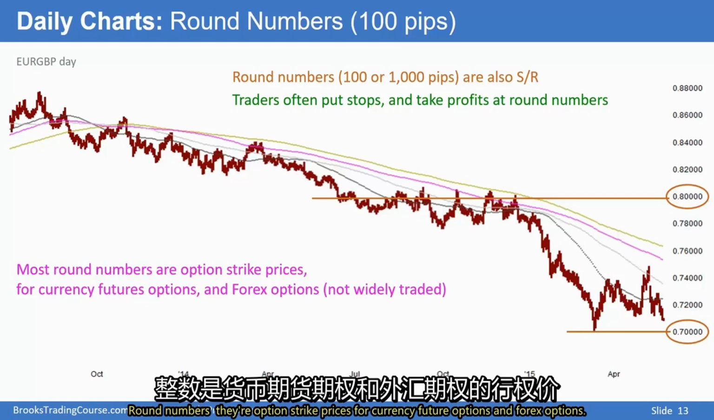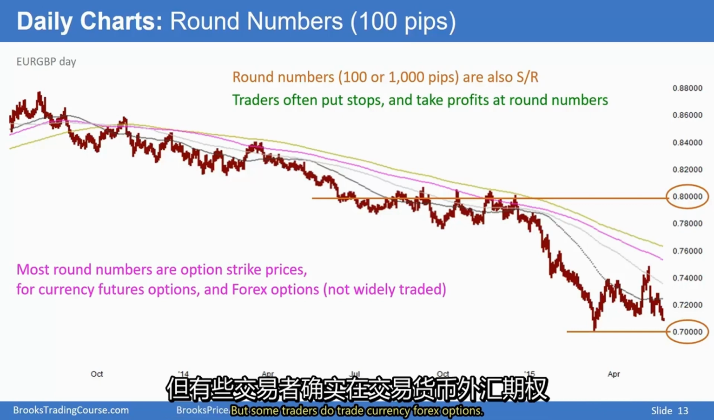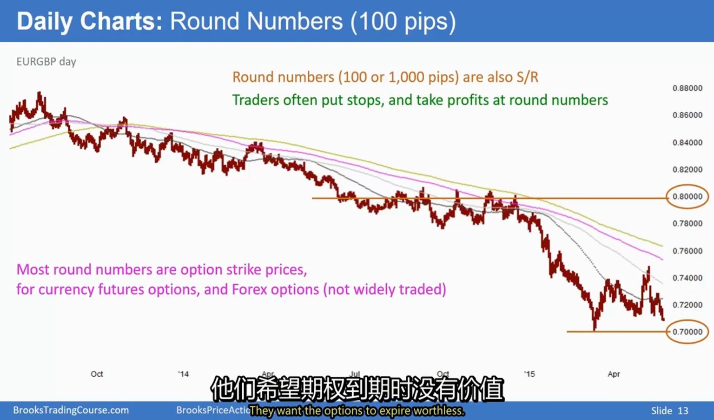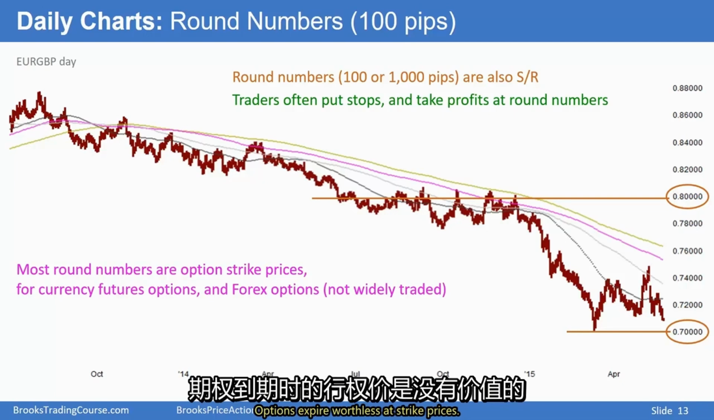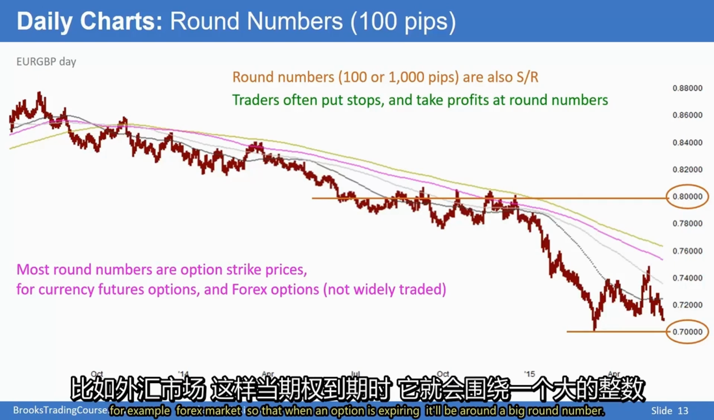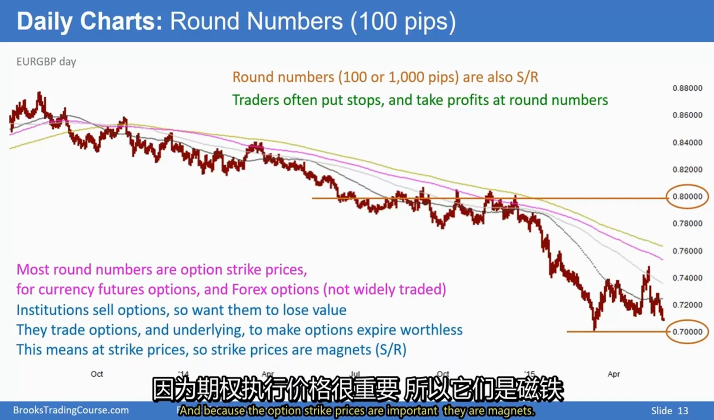Round numbers. There are option strike prices for currency futures options and Forex options. Forex options, no one that I know trades them, so they're not widely traded. But some traders do trade currency Forex options. Institutions sell the options. They want the options to expire worthless. Options expire worthless at strike prices. Institutions are always going to try to manipulate the price of the underlying, for example, a Forex market, so that when an option is expiring, it'll be around a big round number. And because the option strike prices are important, they are magnets.